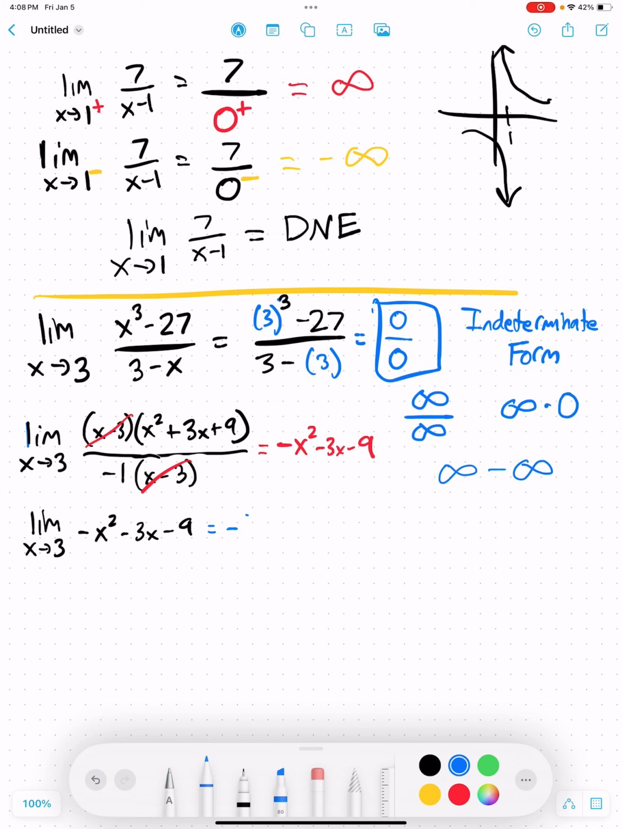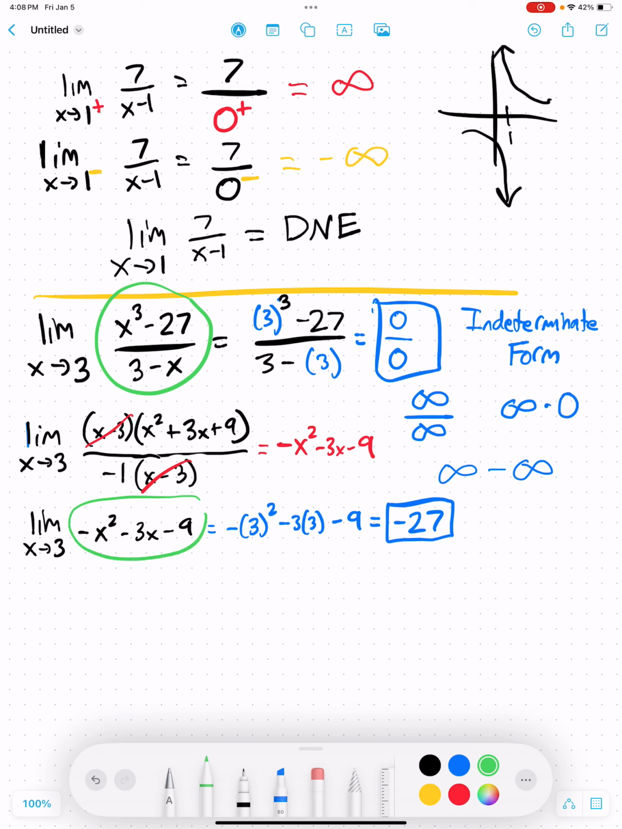And I get negative 3 squared minus 3 times 3 minus 9. And I end up with negative 27. Now, to be clear, this is not the same function as this. Those are two different functions, but they act similarly. They act the exact same, and that's why their limits are equal. And so, now I'm able to get out just negative 27.